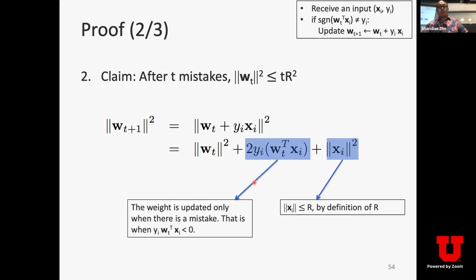Okay. And then we've got two observations. First, the rightmost term, the squared norm of x_i. We know that because the length of x_i is less than or equal to R, this is upper bounded by R squared.